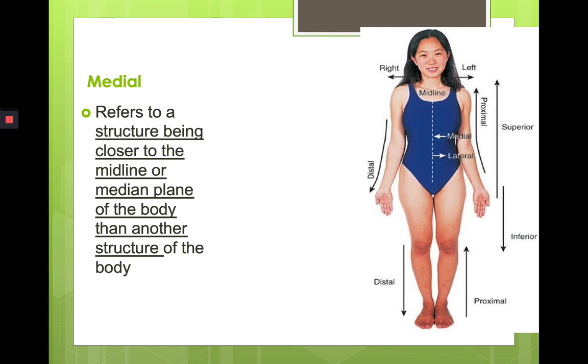Medial refers to the structure being closer to the midline or the median plane of the body. So that's pretty simple and self-explanatory, the middle. It's more medial compared to another structure. So we could say the belly button is medial to the hip. The belly button is closer to the midline of the body than the hip.